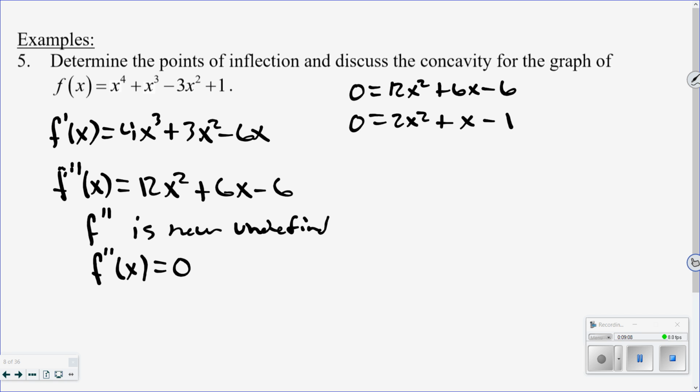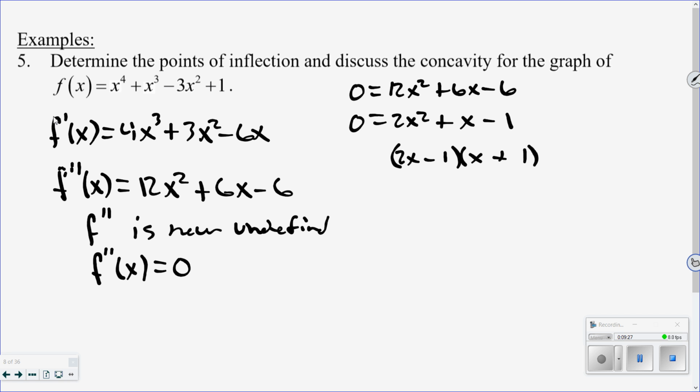Now I'm going to factor that. 2x and x, it's got to be minus 1, plus 1. Just have to make sure you put the minus 1 in the right spot. I think it goes this way. Let's check that. That'd be 2x times 1, which is 2x, minus 1x gives me a plus x. So that would be the right factored form.